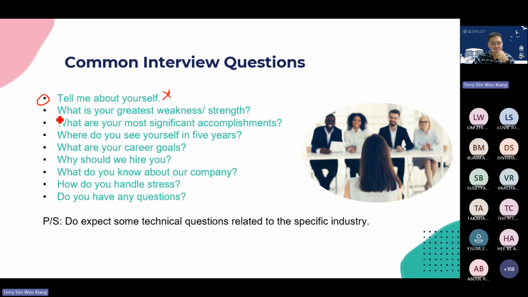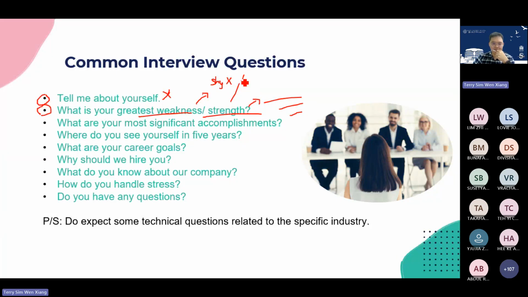And this is also the second most common question: what is your greatest weakness and strength? Please always remember that for strengths, you can surely say a lot. For weakness, please don't say, for example, if you go for a sales position, that you are shy, or if you go for a design position, that you're not good at design. Okay, this is all very much lacking common sense.